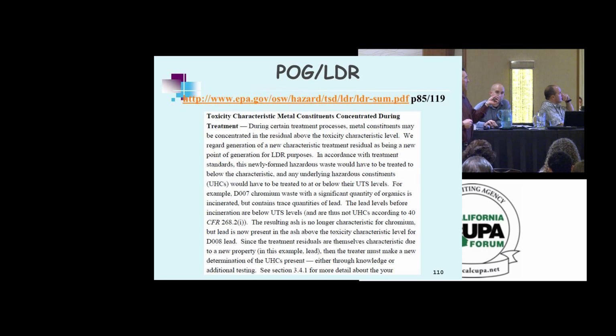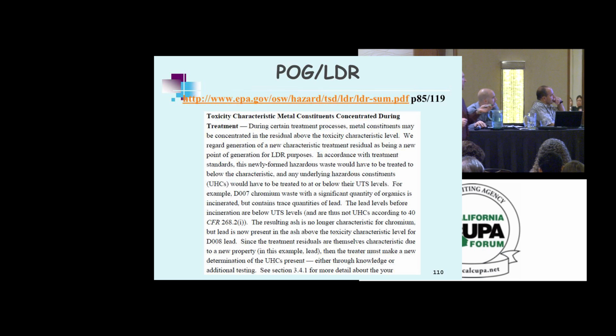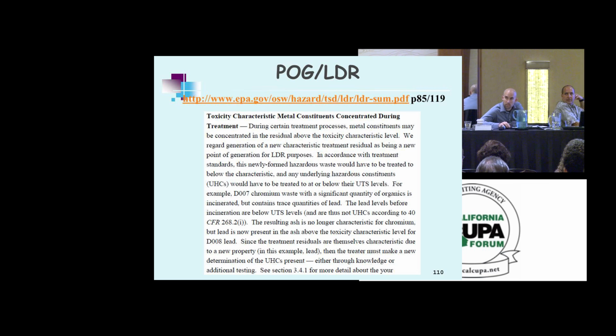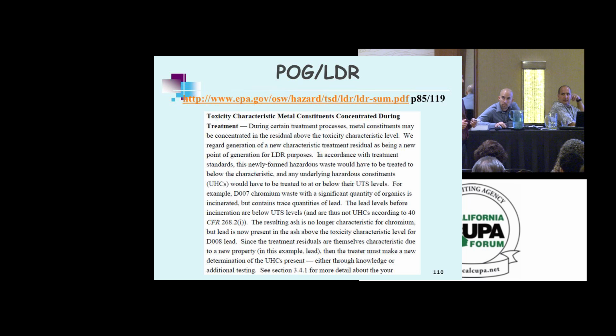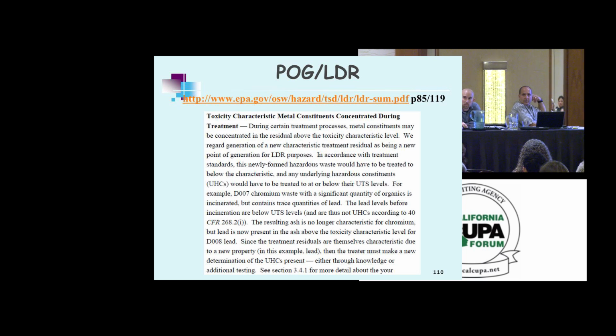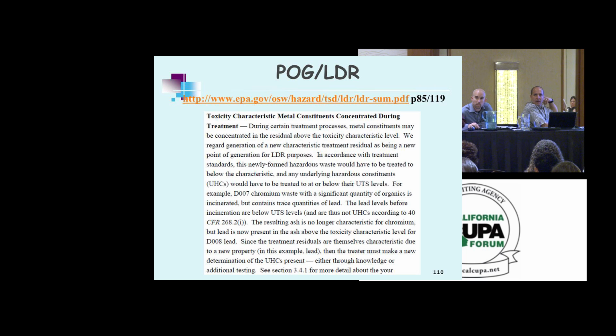So I did leave you a reference material if you want to look at something. This is a situation where something was hazardous for chromium. By the time they got done treating it, it's hazardous for lead. And they basically said, well, even though it wasn't hazardous for lead up front, now it's hazardous for lead. Now you have a new point of generation. You need to manage it as if it's hazardous for lead.